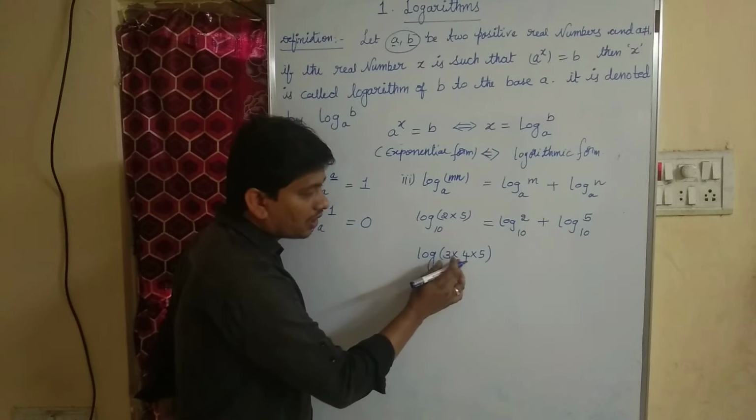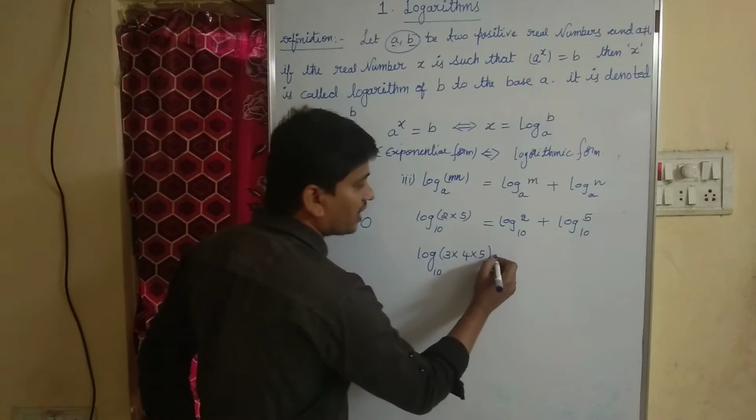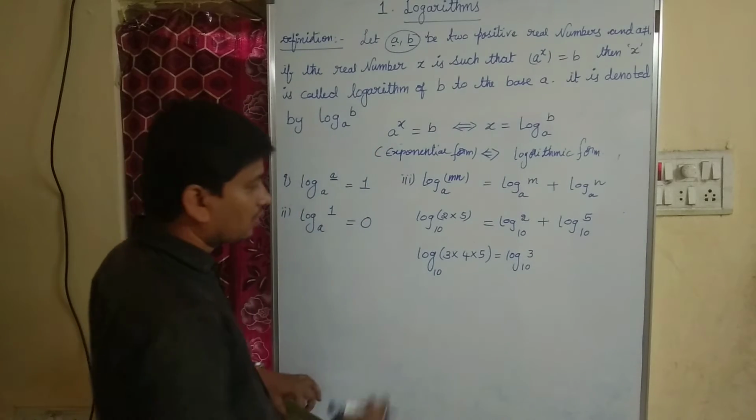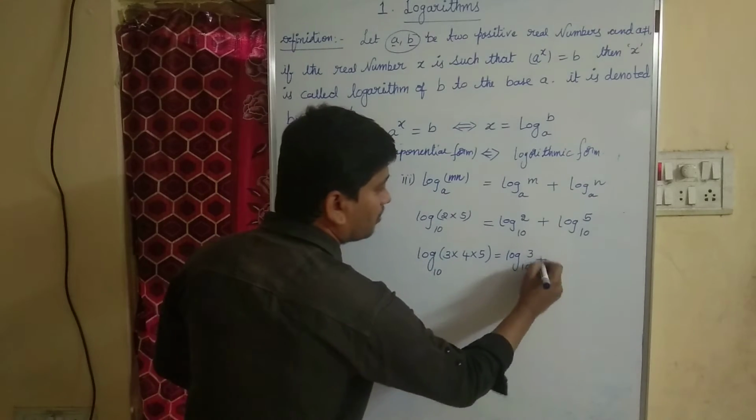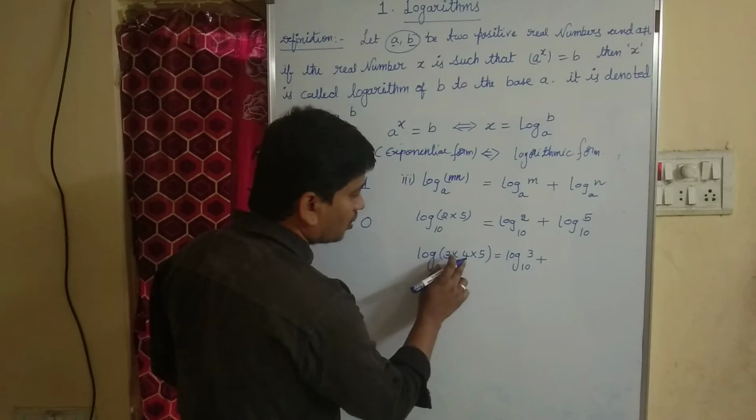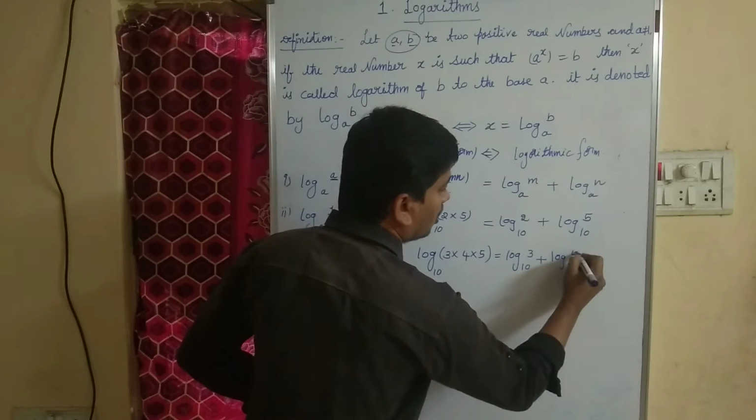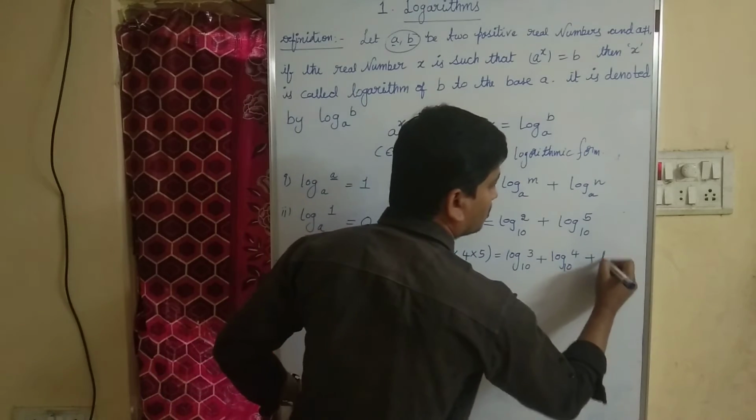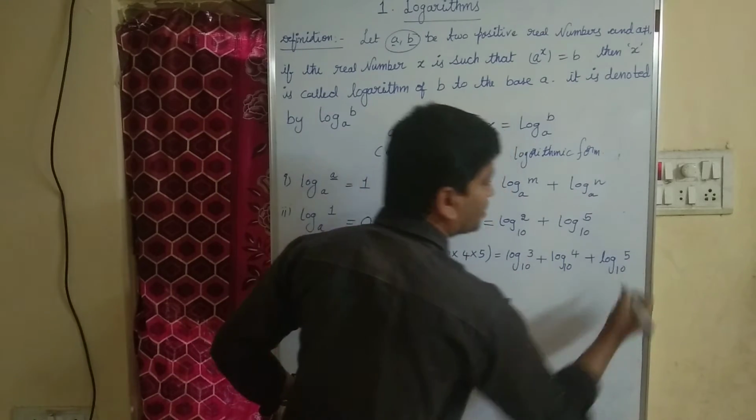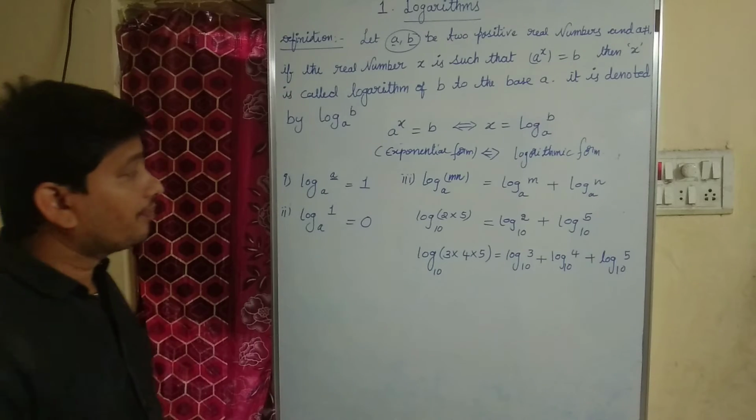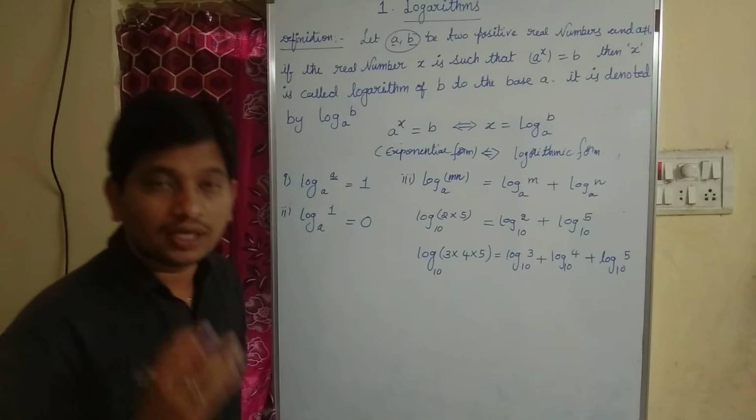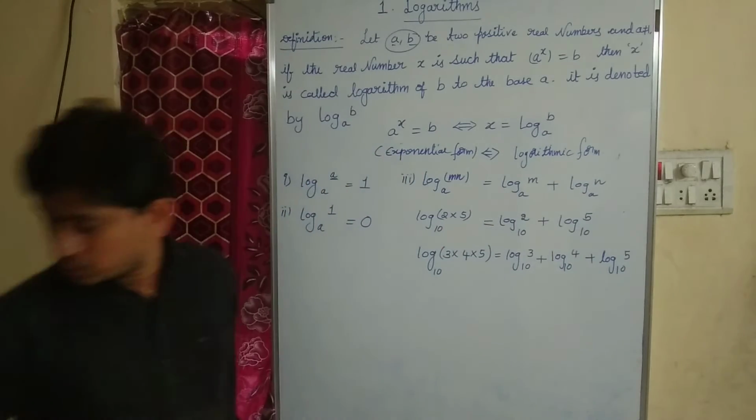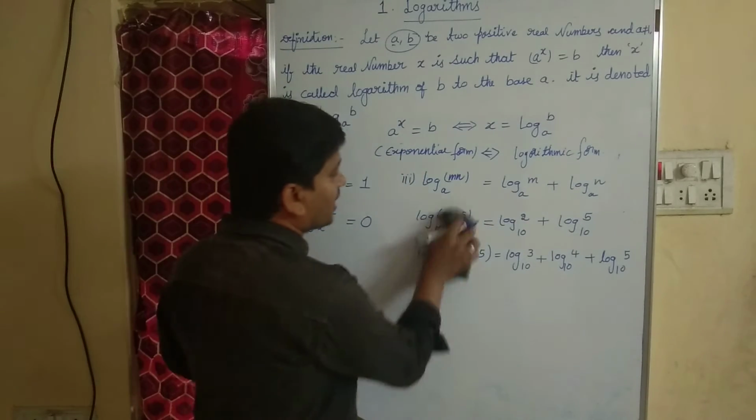This is called the product law. If you write individually, it will become log 3 to the base 10 plus log 4 to the base 10 plus log 5 to the base 10. This is also an important law: log mn to the base a equals log m to the base a plus log n to the base a. So this is our third law, called the product law.